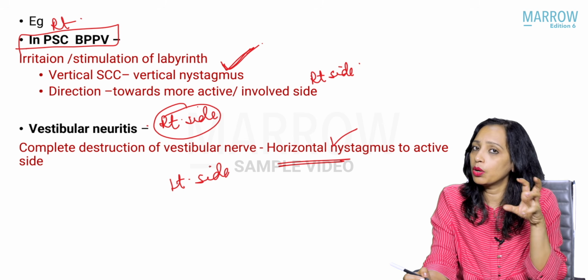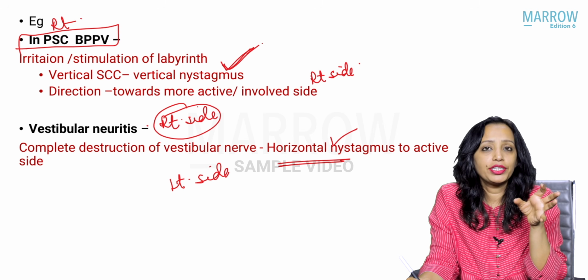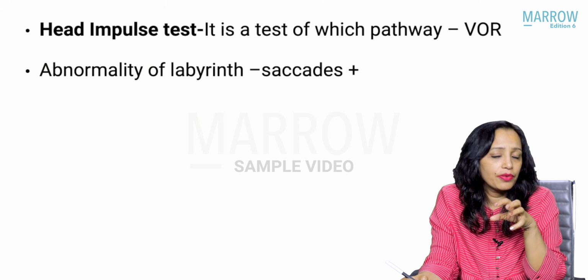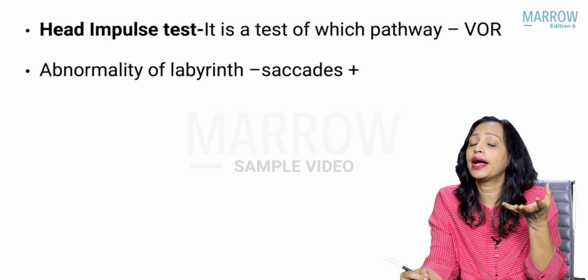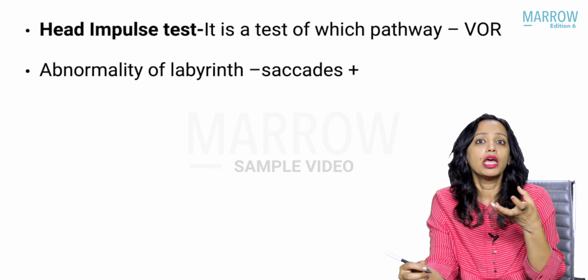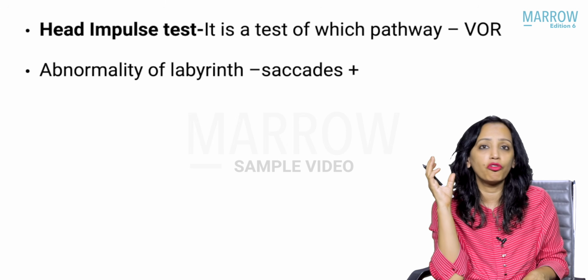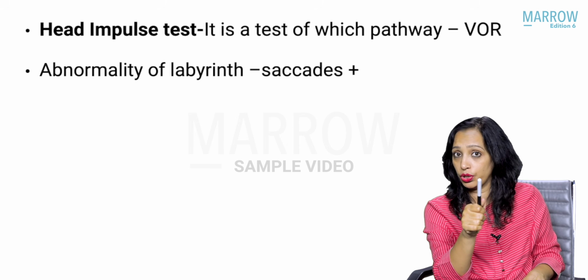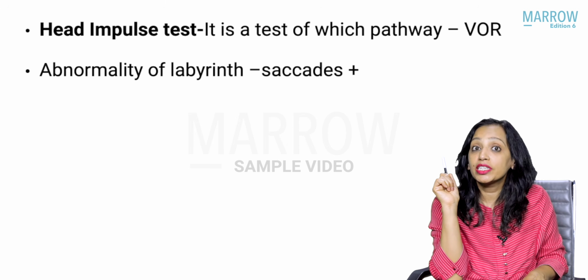Is that clear how this nystagmus is important for us? Now, if in any patient we want to test the vestibular system, we can do it very easily in the OPD by doing a head impulse test. What is a head impulse test? We know what the function of the vestibular system is: whenever there is head movement, while moving my head, if I still want to fix my gaze on you, on any object, that is a function of the vestibular system.